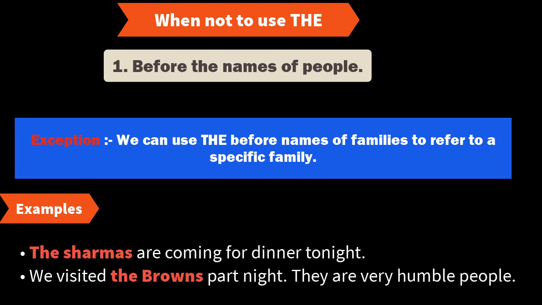So one more example would be we visited the Browns last month. They are very humble people. The Browns. I'm talking about a particular family where everybody is a Brown. Chris Brown, Max Brown, James Brown. Okay, everybody's Brown. So I'm referring to a particular family.